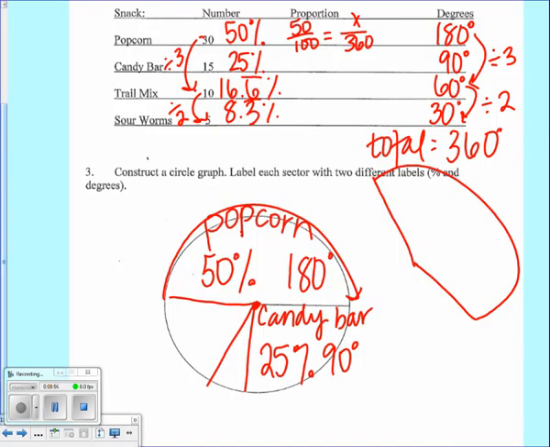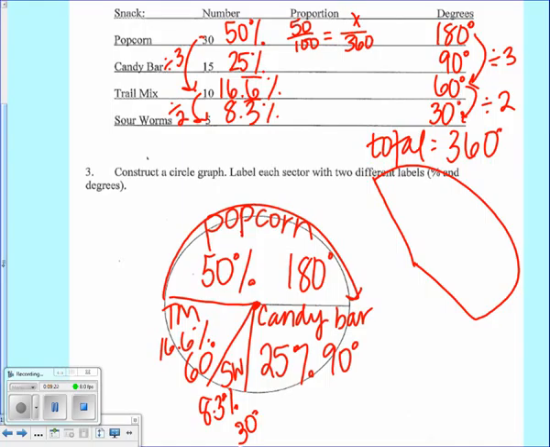So here's our trail mix, which I'm just going to put TM. This was 16.6%, and it was 60 degrees. And then sour worms, which was 8.3%, and 30 degrees. How do we feel? Pretty good?